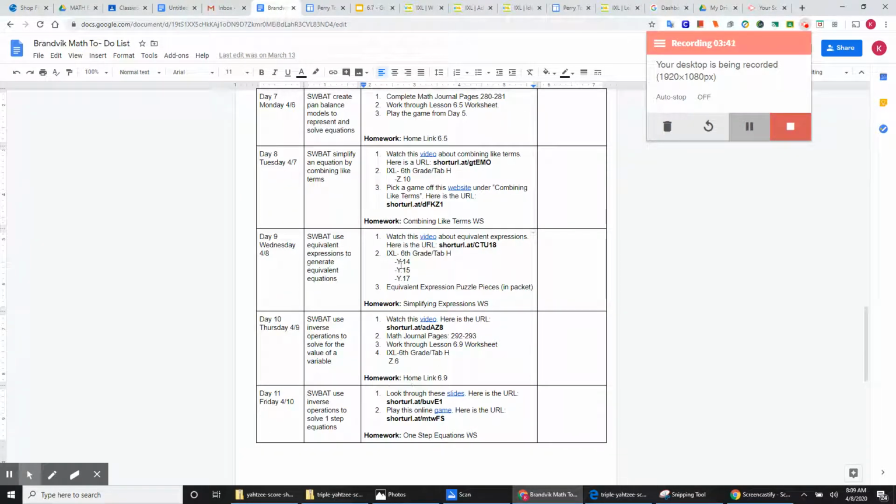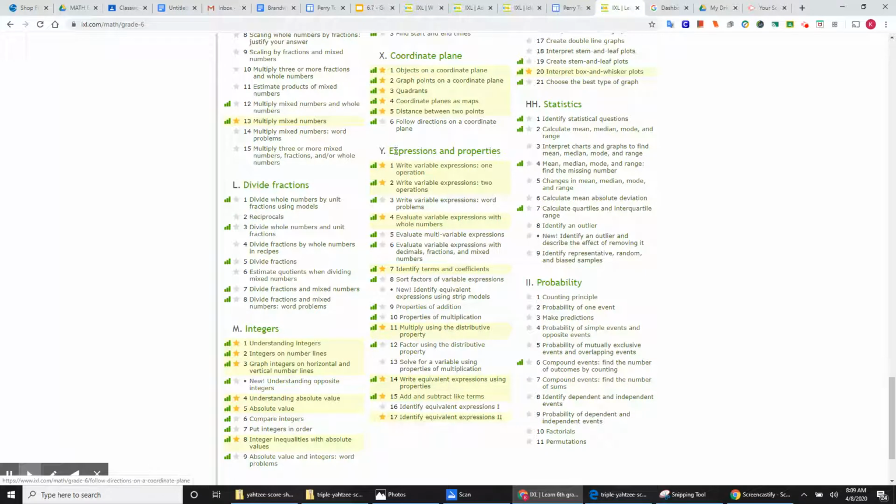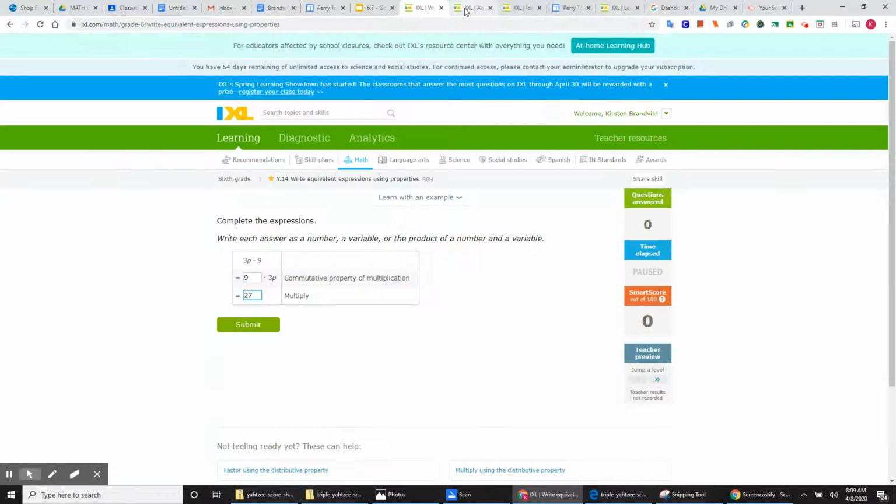Okay, on today's agenda, you are going to do IXL Y 14, 15, and 17. So those are down here, 14, 15, and 17 under expressions and properties. So this is what these will look like. So this is 14. It says write each answer as a number, a variable, or a product of the number and variable.